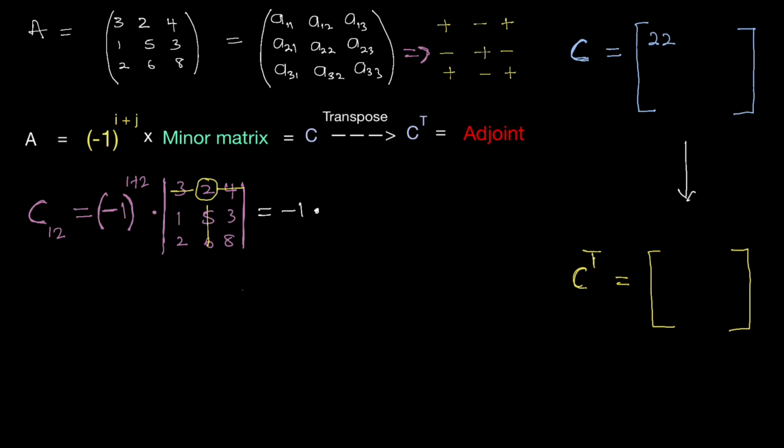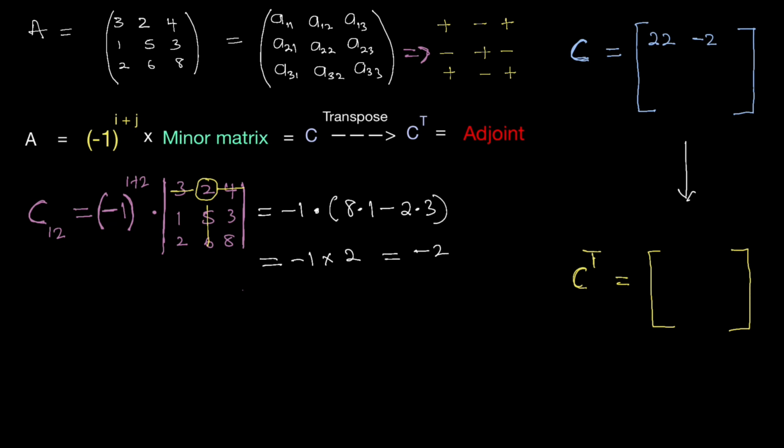We do 8 times 1 minus 2 times 3. And that would be, open bracket, 8 times 1 minus 2 times 3, and that is equal to, well, we've got -1 times 2, and that is -2. So we populate C12 as -2.